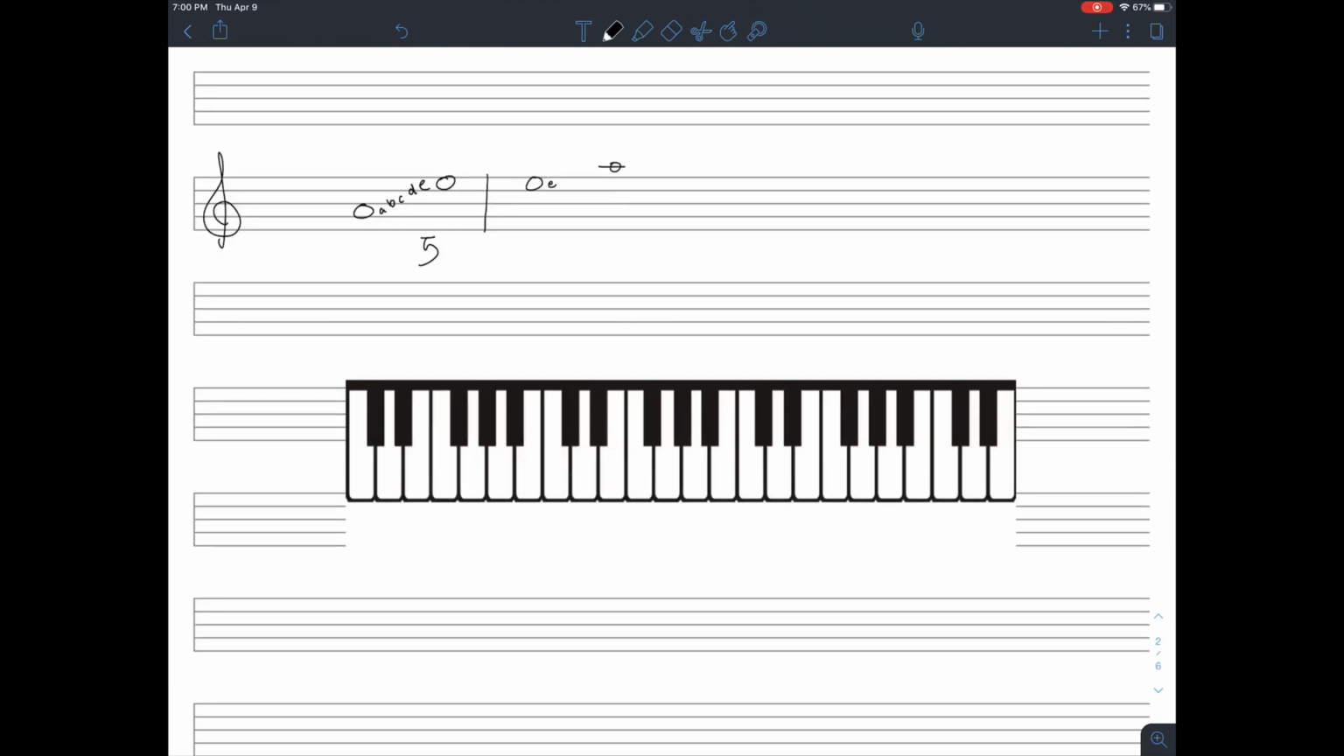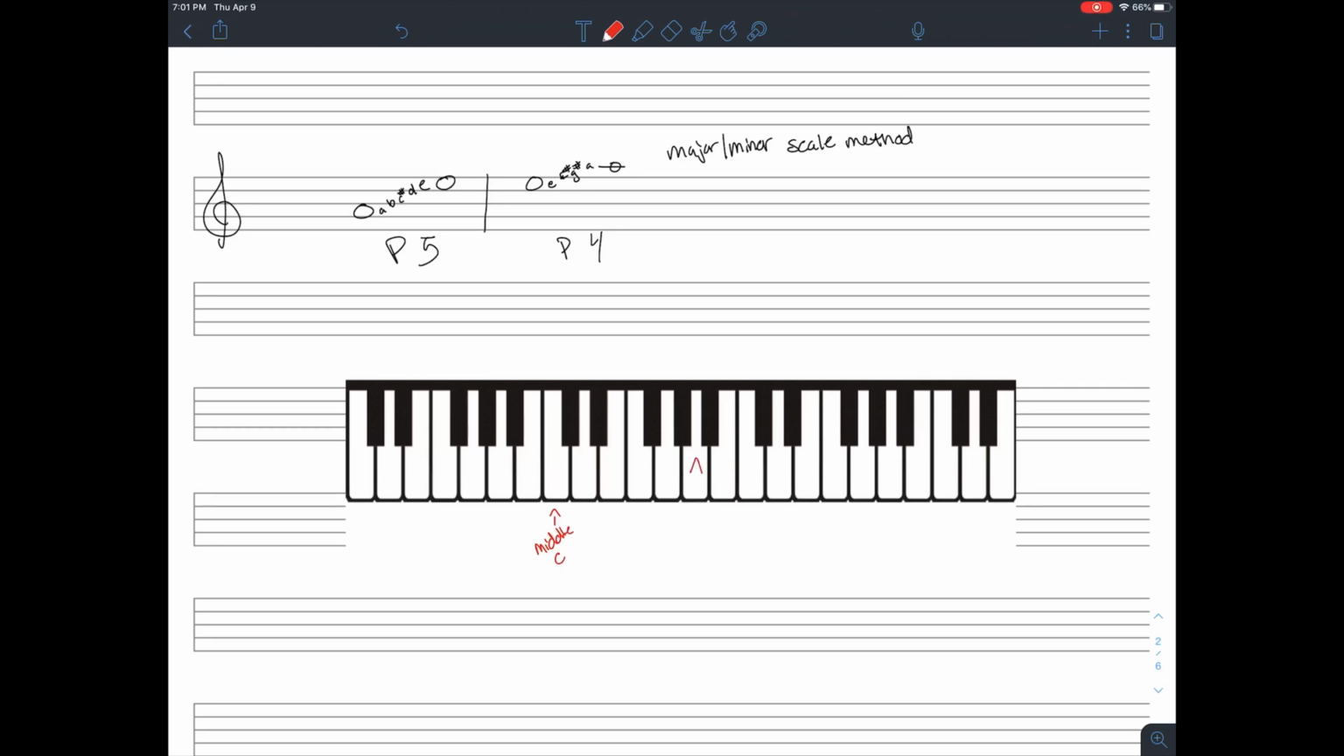Let's take A to E, for example. That's a fifth. A, B, C, D, E. E to A is a fourth. And using our major minor scale method, we can determine that they are both perfect.